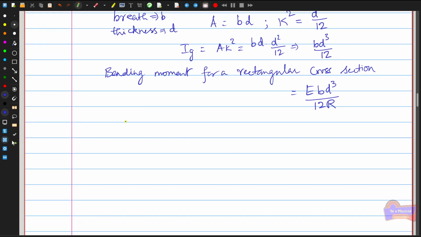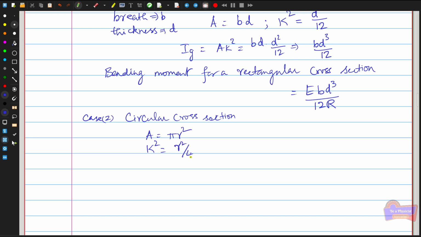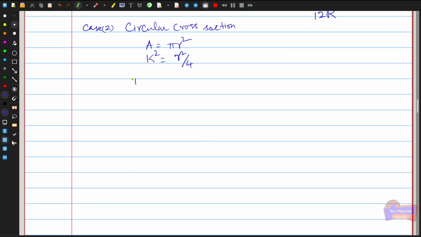Suppose you are considering the beam is made up of circular material with a circular cross section. So case 2 is circular cross section. I can find out the area: A for a circular cross section is pi r squared, and K squared, the radius of gyration squared for the circular cross section, is taken as r squared divided by 4, so that I can easily find out Ig, which is equal to A K squared, that is nothing but pi r power 4 divided by 4.